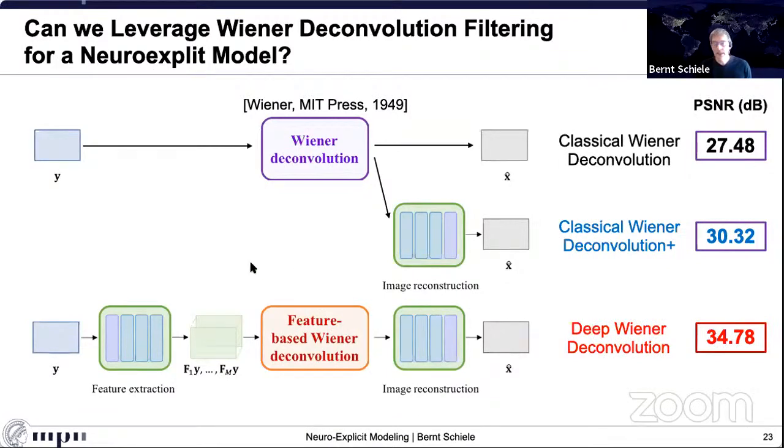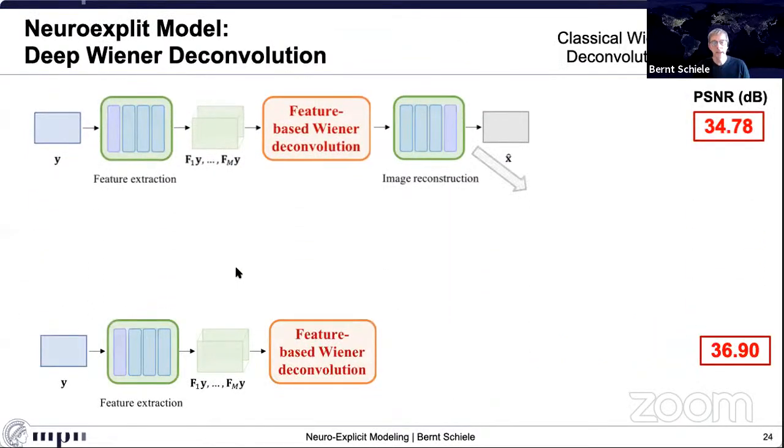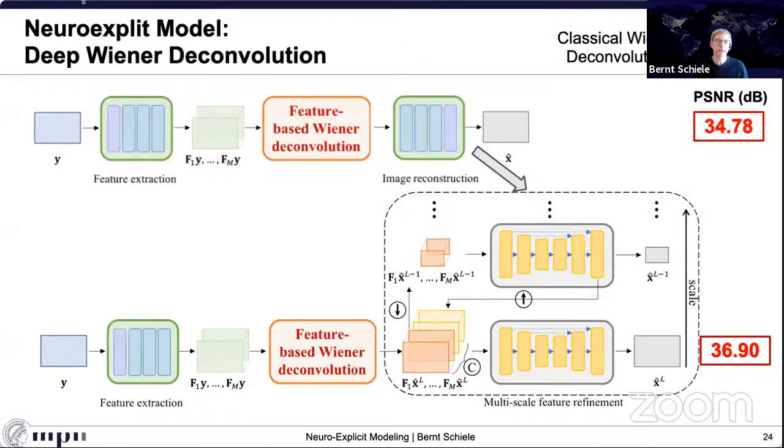And we can go one step further to do a more elaborate reconstruction, as you might expect, having a multi-scale feature refinement network on top that is again learned end to end. Overall we get to some 36-point-something PSNR. So we came from 27, we get to 36, which is nearly 10 points, or 9.5 points, whatever.